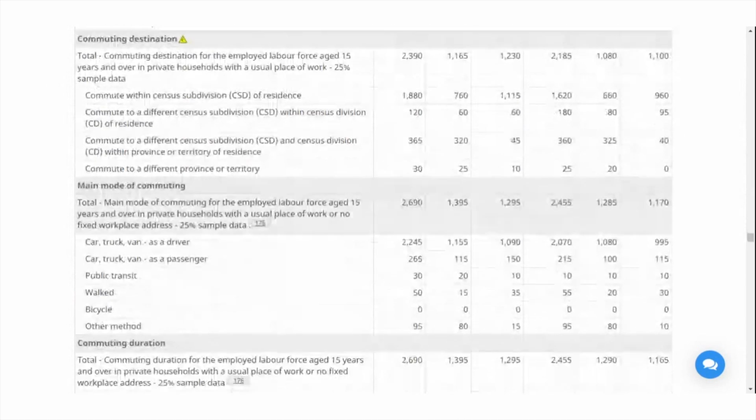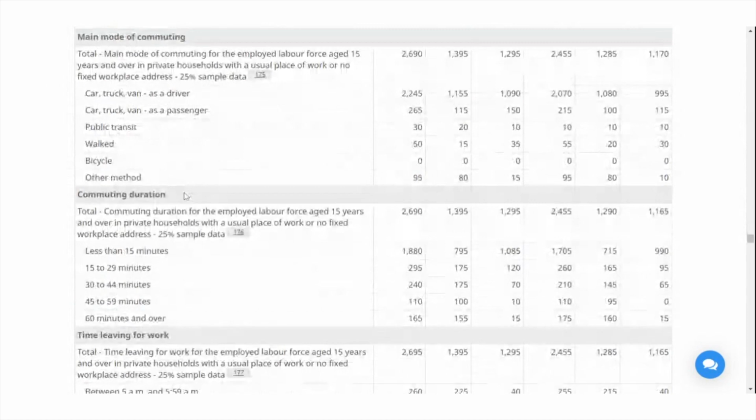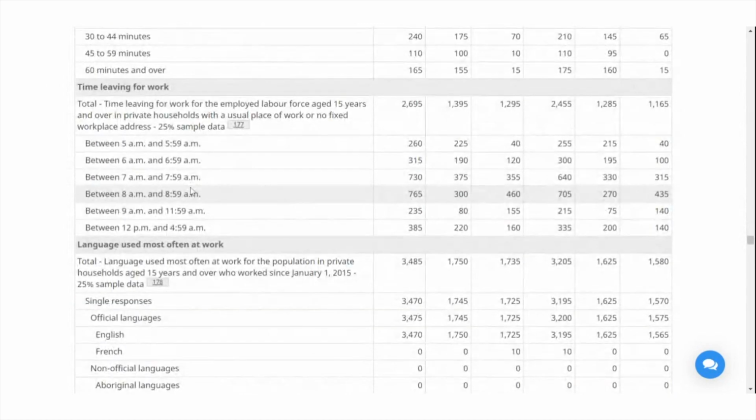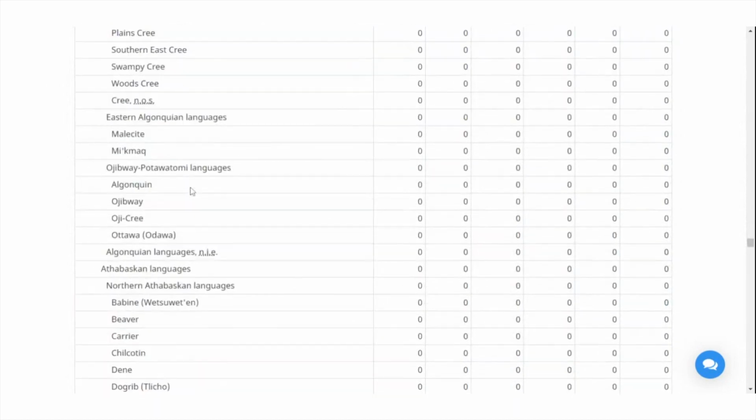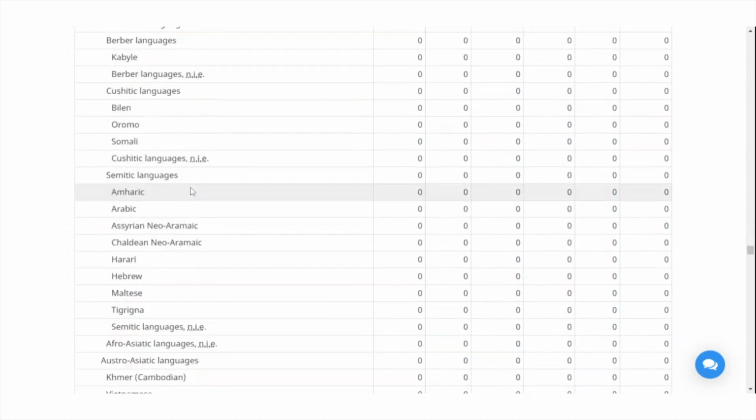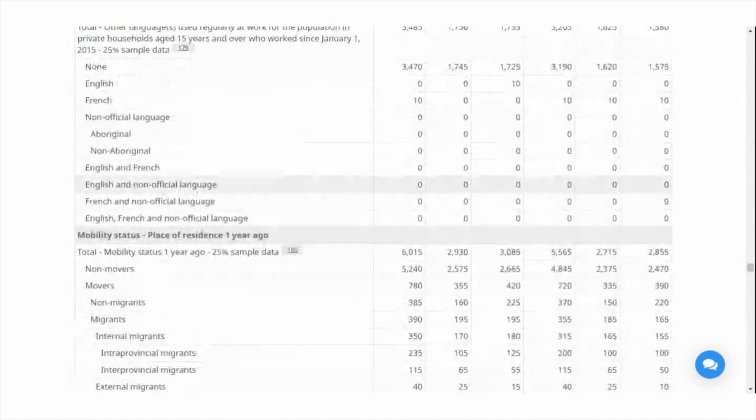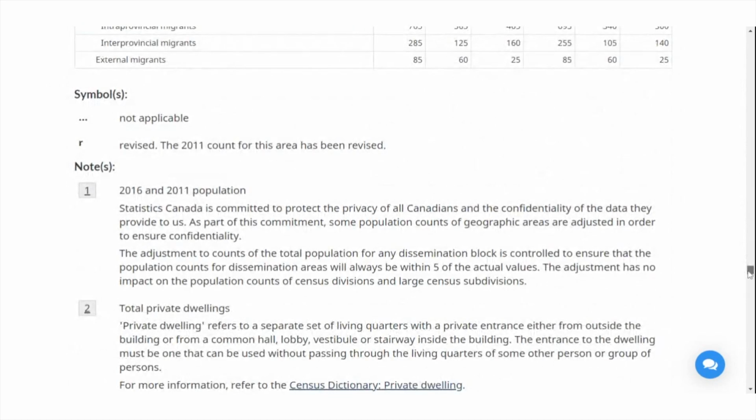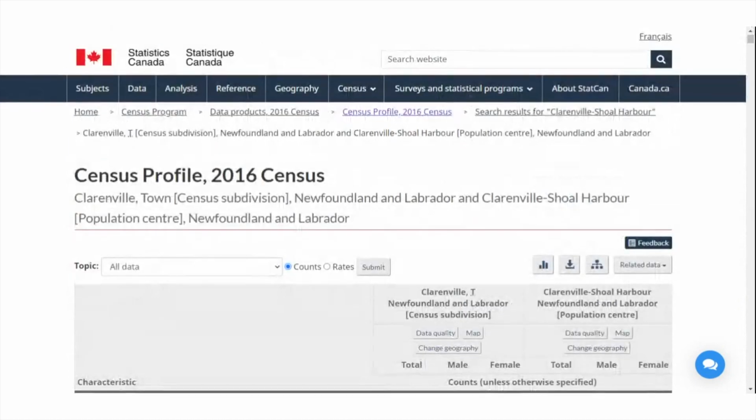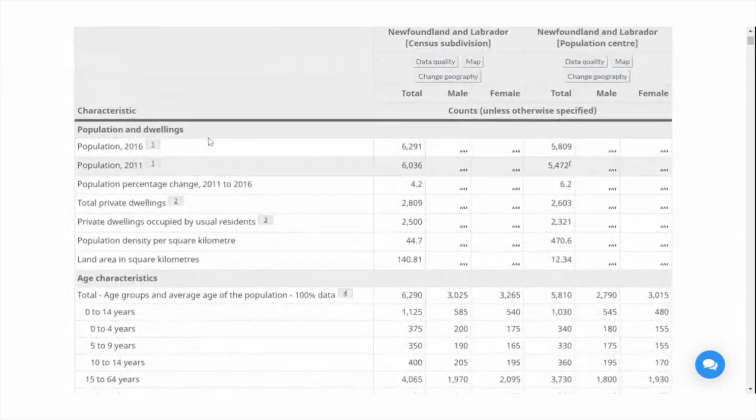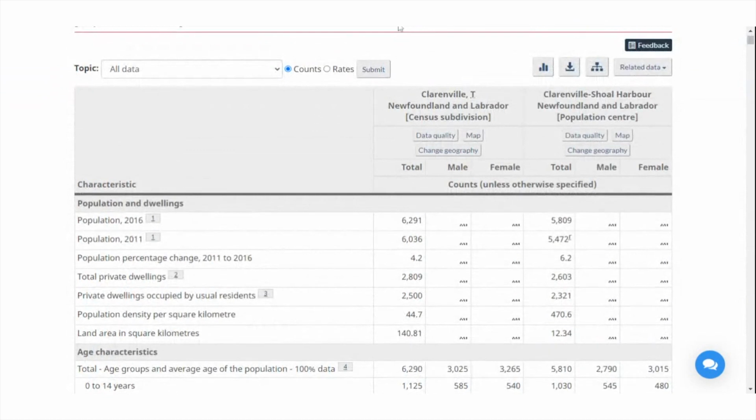Occupation. Industry. Place of work. Commuting. Main mode of commuting. Commuting duration. Language used at work. And again, that goes down through to mobility status. So you can see that Stats Canada collects a huge amount of information. For our purposes in this little example, the Toronto example.